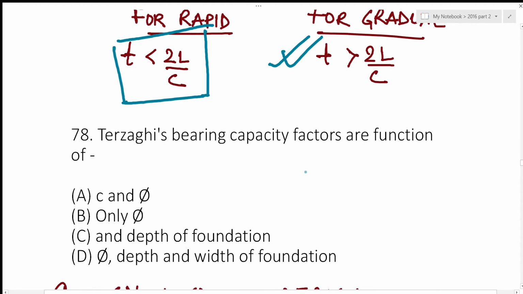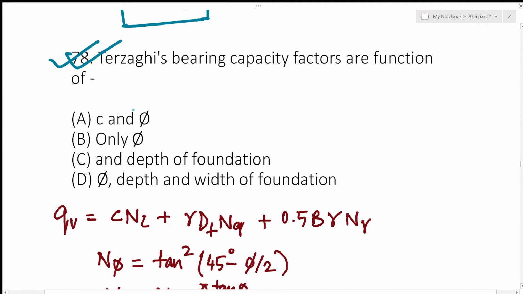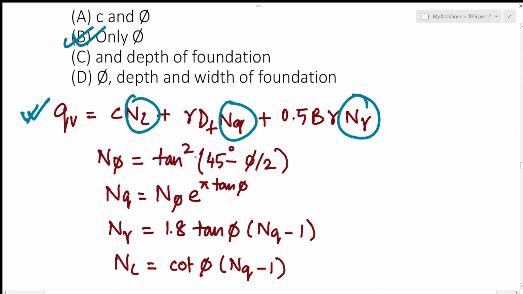Now Terzaghi's bearing capacity factors are function of. Now this is the ultimate bearing capacity formula. It is given by cNc plus gamma Df Nq plus 0.5 B gamma N gamma. Now these are the bearing capacity factors, Nc, Nq and N gamma. These are only functions of phi and nothing else. So these are the formulas of finding out the Nc, Nq and N gamma. So as you can see, phi is the only factor on which it is dependent.